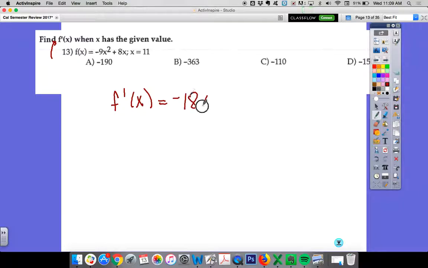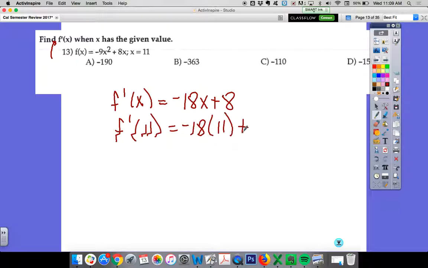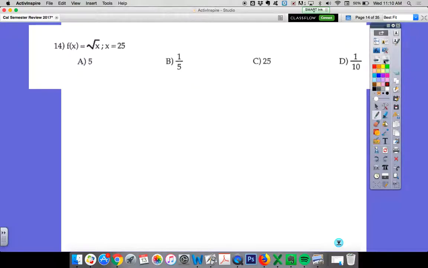So we get negative 18x plus 8. And then it says to plug in an 11. Use calculators. Some of these questions have bizarre numbers, and you're just going to have a calculator. So all this comes out to be negative 190. But yeah, just be prepared for bizarre numbers. Okay, are y'all good with that? From here on out, it's going to be derivative, derivative, derivative, derivative.